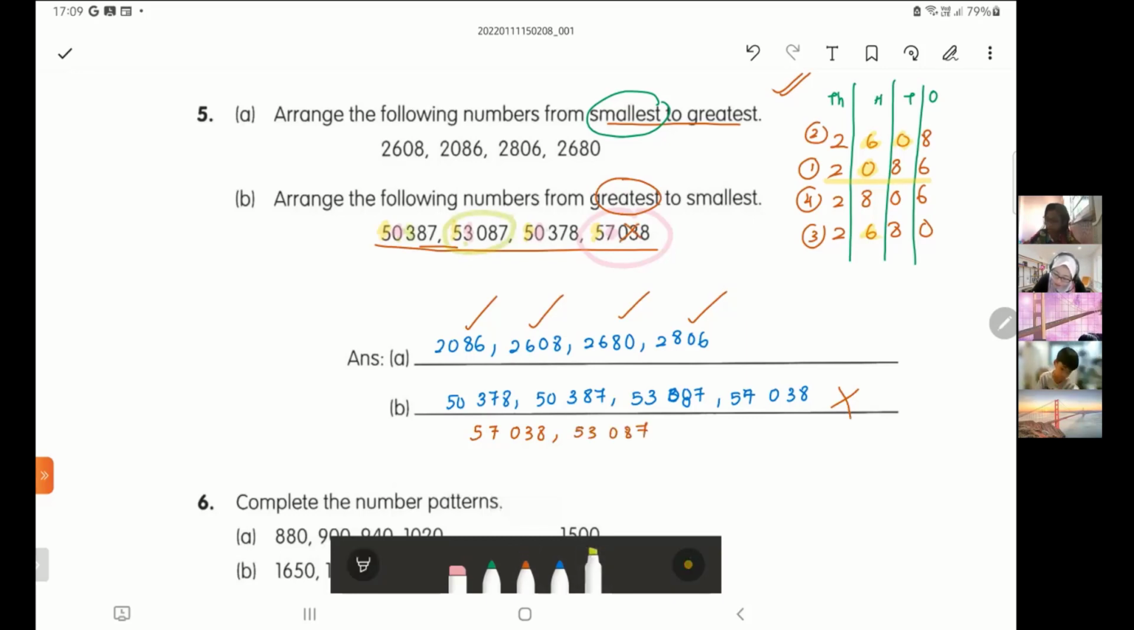Now we compare the third one. Number 3, number 3. It's the same, right? So we look at the fourth one, number 8 and number 7, which is the bigger one between these two. It is actually the 50387. This one is the bigger number. So the smallest one is 50378. Right? Like this. This is the correct answer.